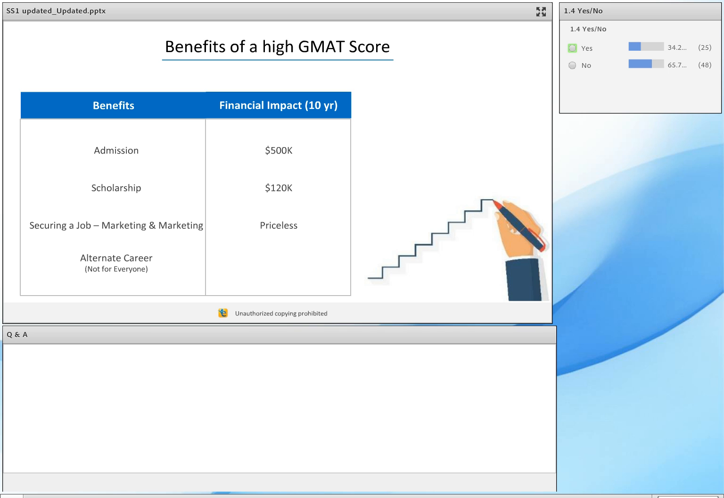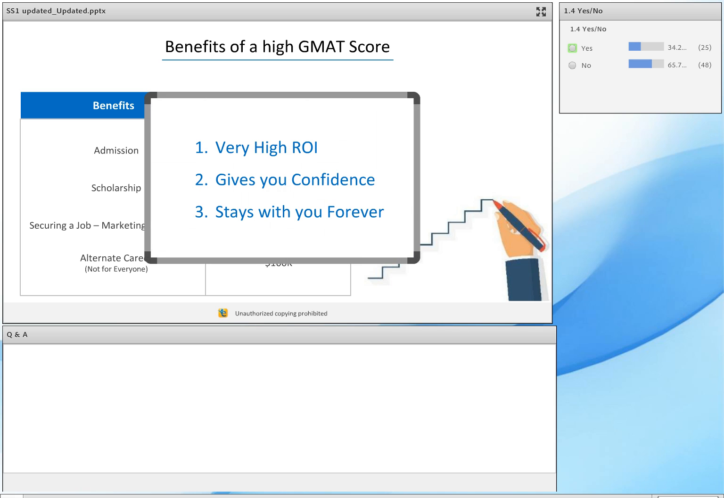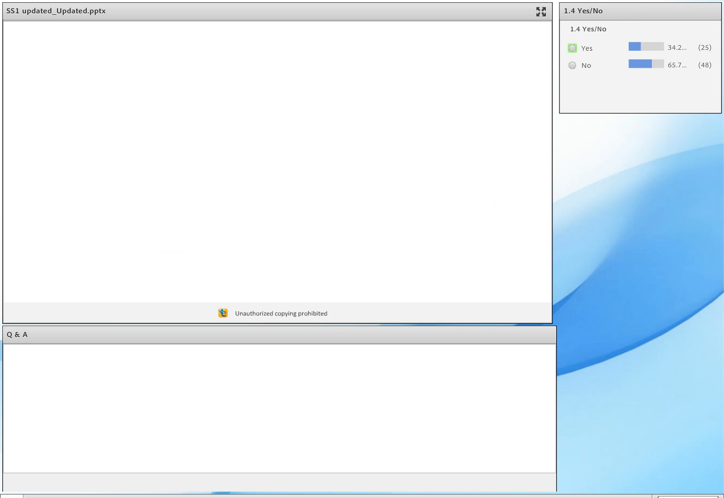And if you want an insurance with regards to, hey, if the MBA doesn't work out for me, there's always the alternate career of being a GMAT expert, and that's very, very lucrative. So, what are the benefits of a high GMAT score? Really high return on investment. It gives you confidence wherever you go. You can really put it front and center. And even though that score is valid for just 5 years, it stays with you forever.